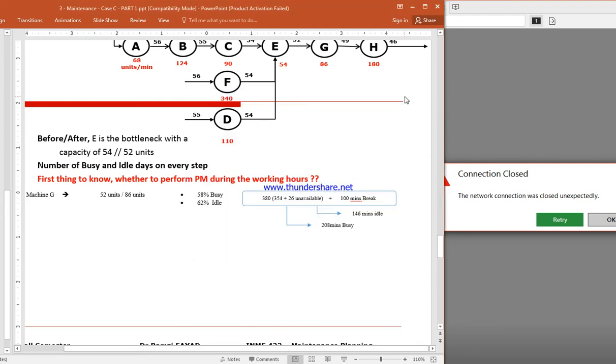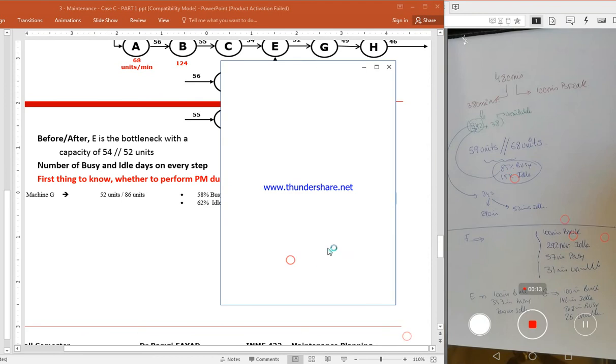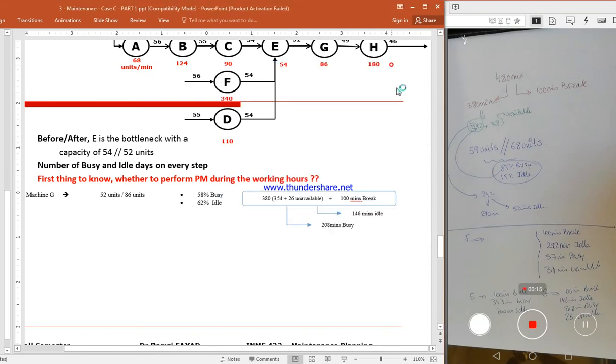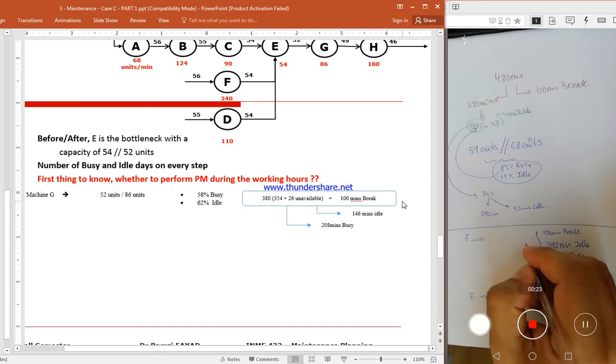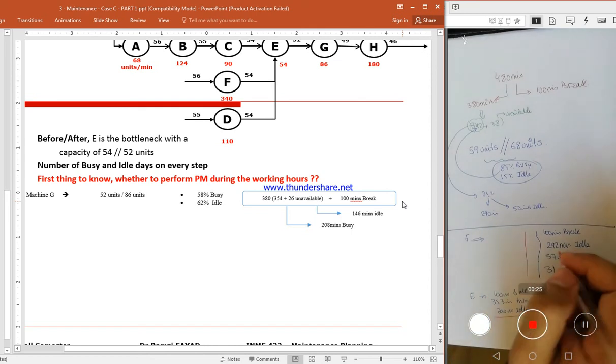عندنا 100 minutes break، 146 minutes idle، 208 minutes busy و 26 minutes unavailable. هذه الماشين G. بعد ما حطيت هدول الوقت اللي مبينين قدامي هون على الشاشة، انه عندنا نحن هون قديش idle time على الاي، قديش في idle time على الجي، قديش في idle time على الاف، 292 minutes.